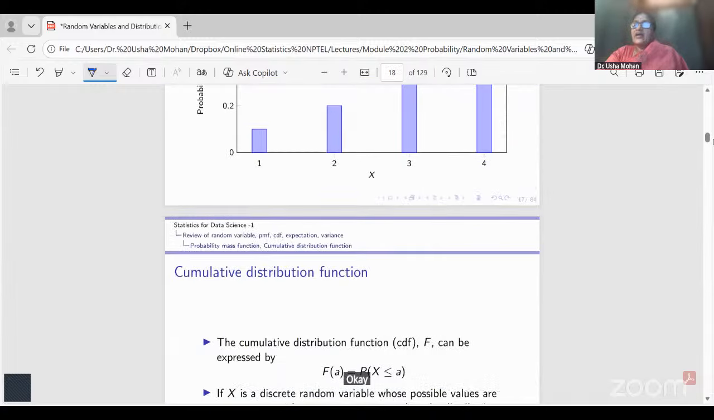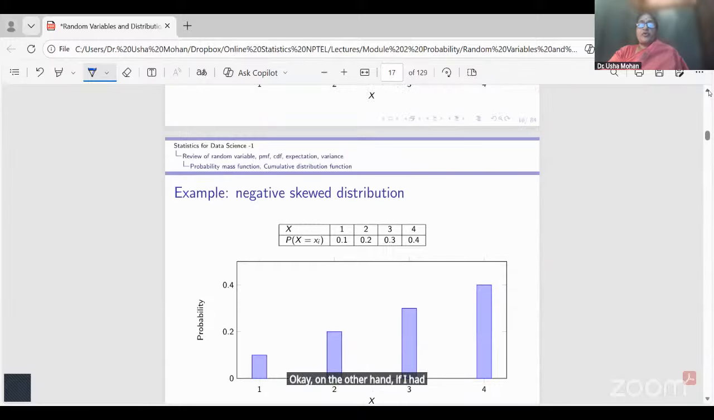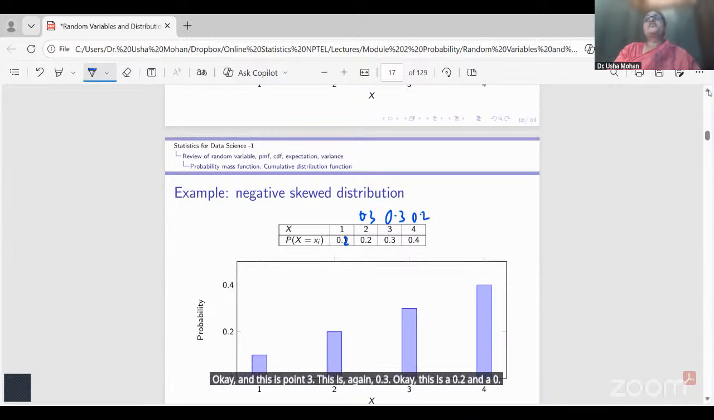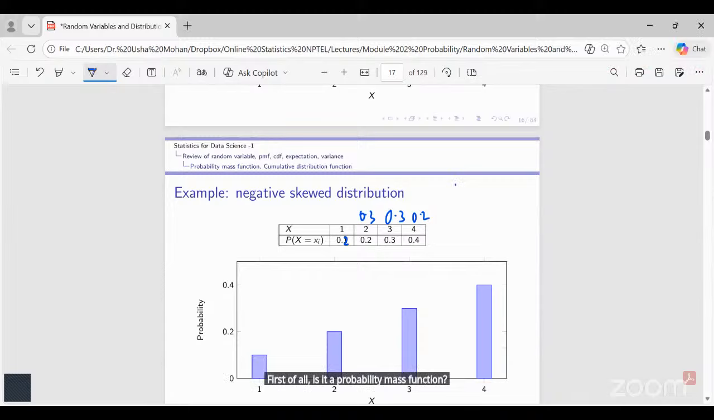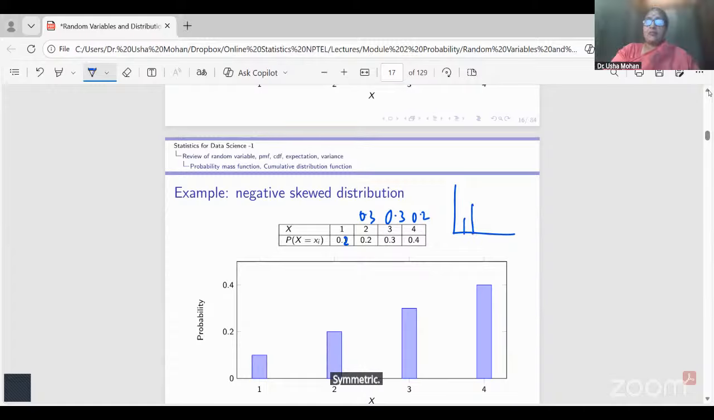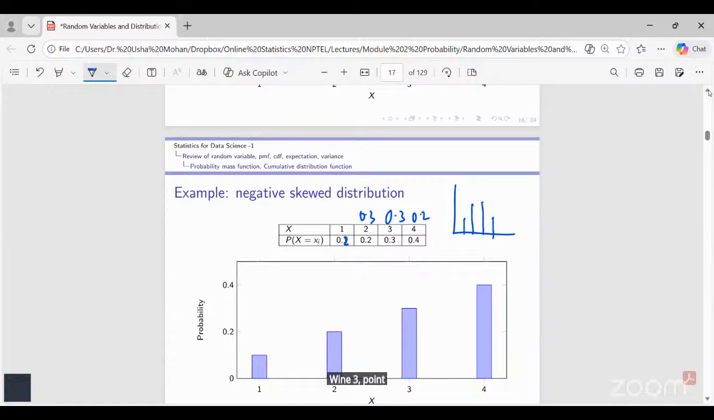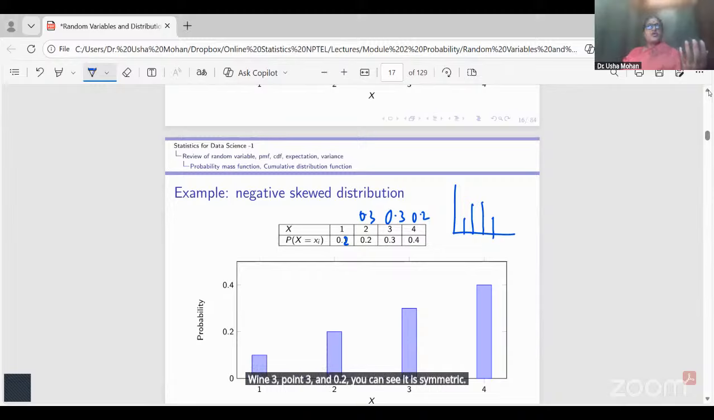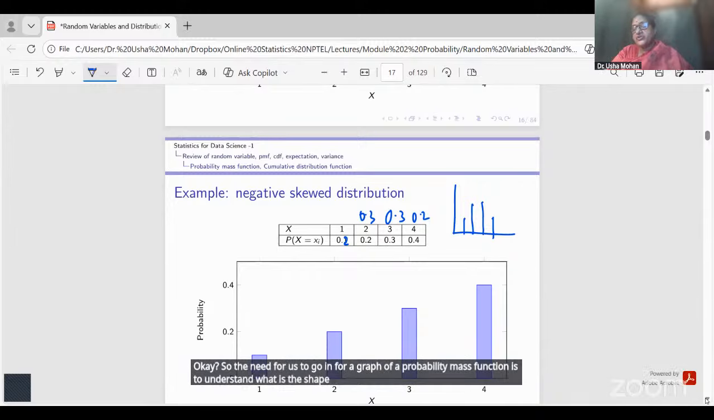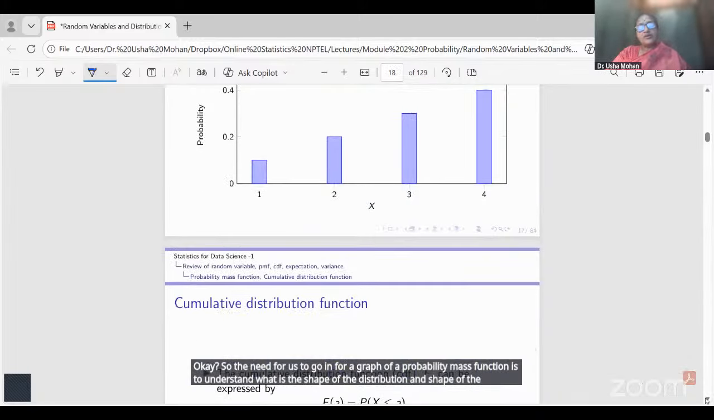On the other hand, if I had a problem where x equal to 1 has probability 0.1, this is 0.3, this is again 0.3, and this is 0.2 and 0.2, what would be the shape of the distribution? First of all, is it a probability mass function? It is symmetric. So I have 0.1, 0.3, 0.3, and 0.2, and you can see it is symmetric. So the need for us to go in for a graph of a probability mass function is to understand the shape of the distribution, and the shape of the distribution will give us a lot of insights.